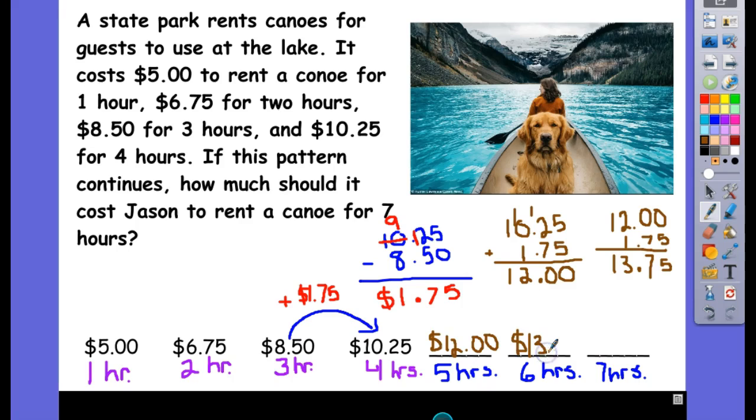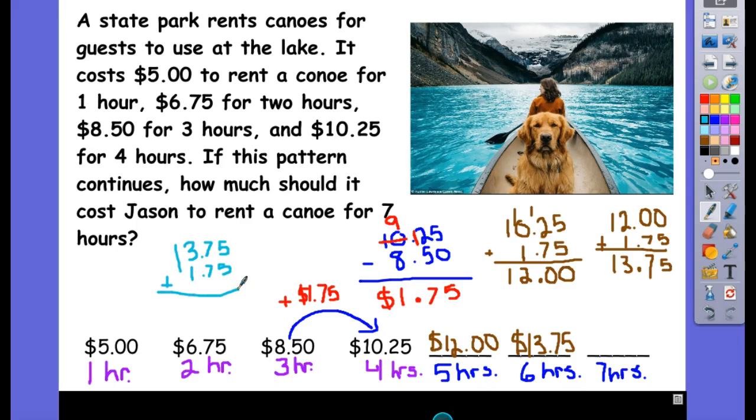All right, we're almost there, guys. Now our next term is going to give us how much it costs to rent a canoe for 7 hours. So now I'm going to take $13.75, which I got for 6 hours, and I'm going to add another $1.75. But I'm going to do that one over here. I'm going to use a different color. So $13.75 plus another $1.75.